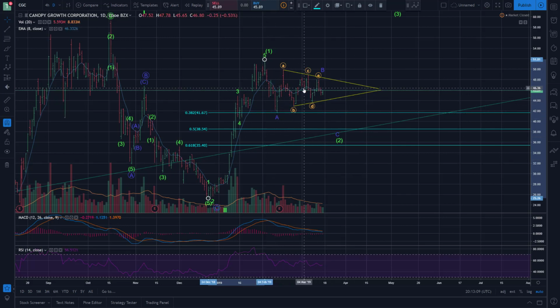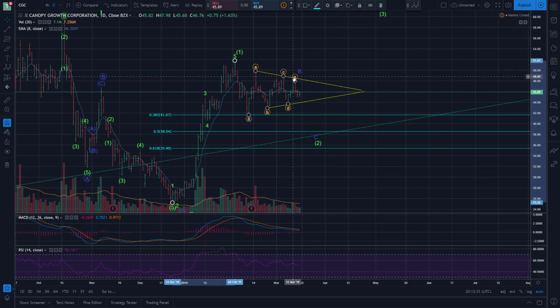And also, triangles on their own can only form in certain wave positions, and wave 2 is not one of them. They can form in the B wave position, or the 4th wave position, or the X wave position, but they cannot be a standalone wave 2. So if I am correct in labeling this wave 1 up and working wave 2 down, then a triangle on its own cannot be a wave 2.